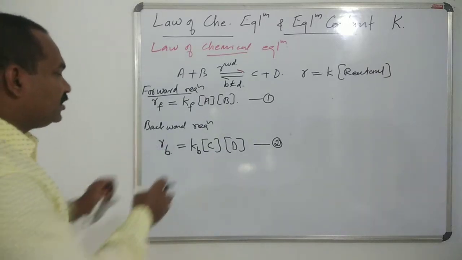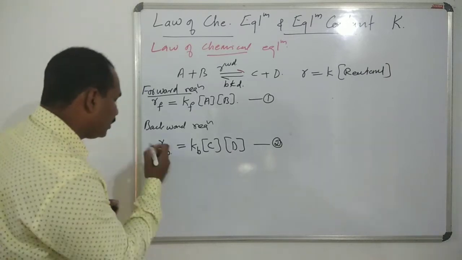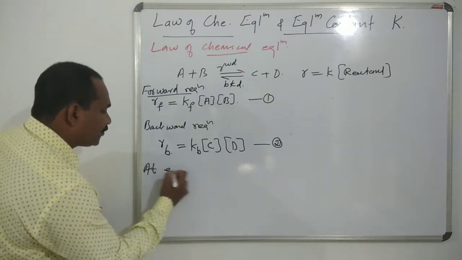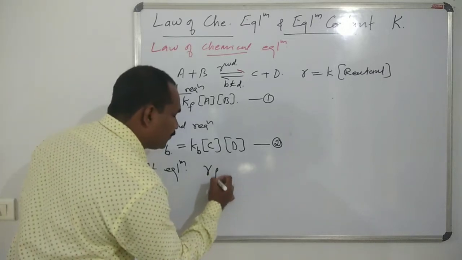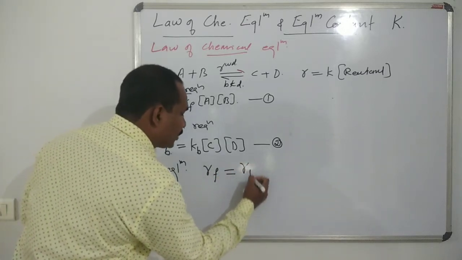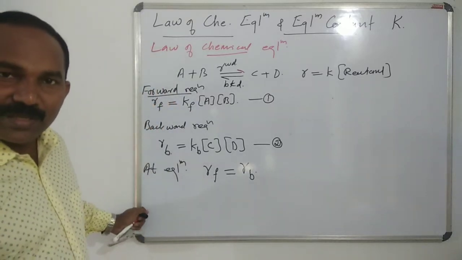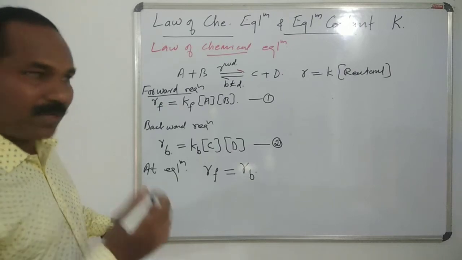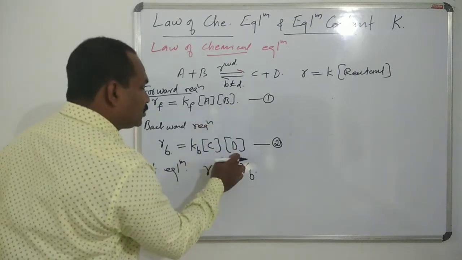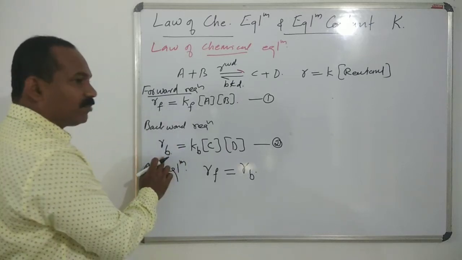For the backward reaction, rate is KB, concentration of C into concentration of D. Then at equilibrium, the rate of the forward reaction becomes equal to the rate of the backward reaction, isn't it? Rate of the forward reaction becomes equal to rate of the backward reaction. So equate these two equations.